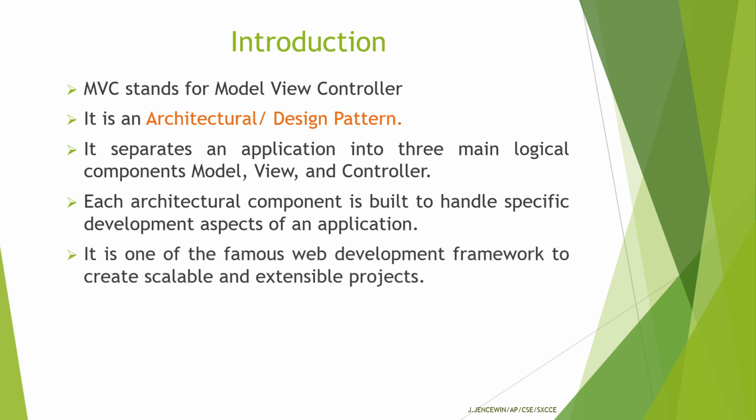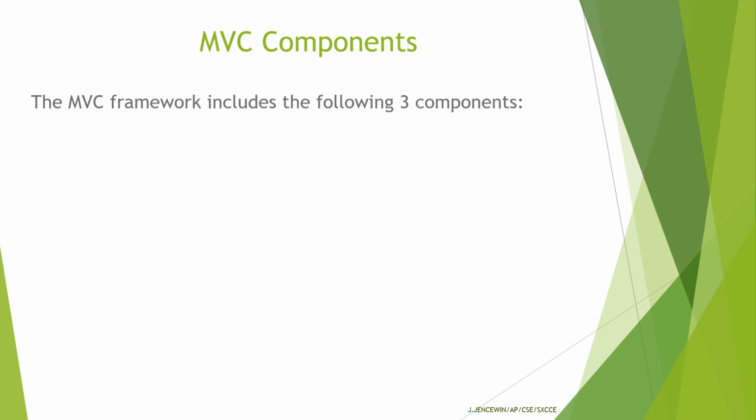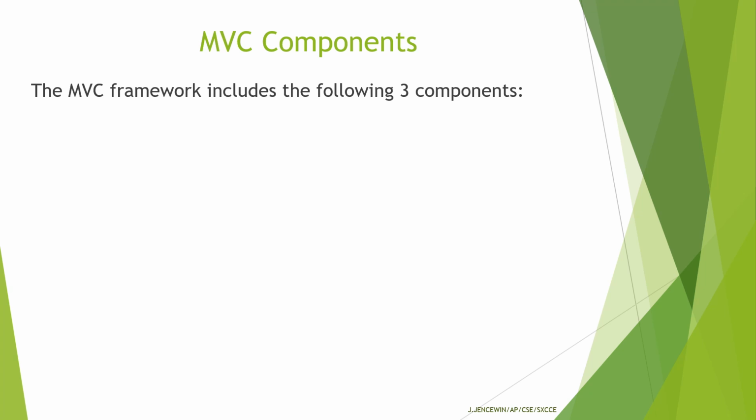It is one of the famous web development frameworks to create scalable and extensible projects. It is also used for designing mobile applications. We can also use this MVC design pattern for mobile applications. So this MVC architecture mainly consists of three components. The first component is model. This represents the data and also the actual business logic.